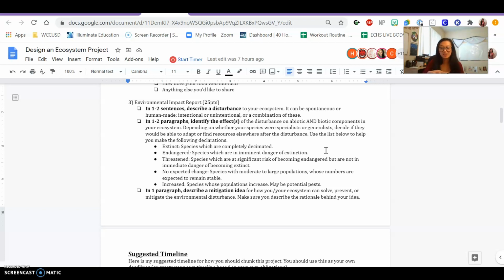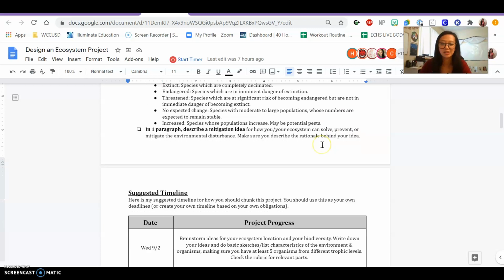Afterward, you're going to describe the effects of that disturbance. Tell me, how does that impact both the living and non-living parts of your ecosystem? You'll spend a little bit of time discussing that. Finally, the last paragraph is going to describe how you might help resolve this issue. How could you help the ecosystem recover from it? What does the ecosystem need in order to recover in a better fashion, aka a mitigation idea? And then you'll give your rationale.